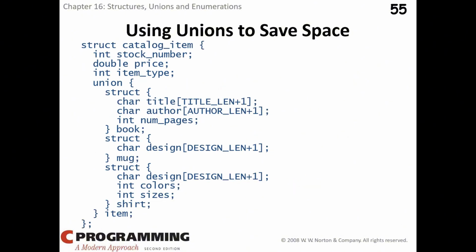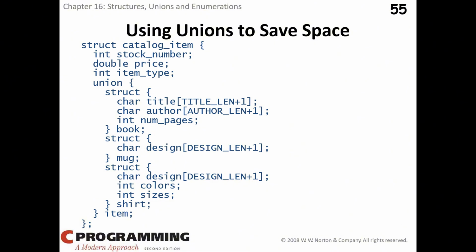And here we have the revised catalog item structure that now incorporates a union. This version allows us to accommodate various types of catalog items while minimizing memory overhead. Within the structure, each item is characterized by its unique set of attributes. For instance, a book is described by its title, author, and number of pages. On the other hand, a mug is defined solely by its design, while a shirt encompasses design, colors, and sizes.